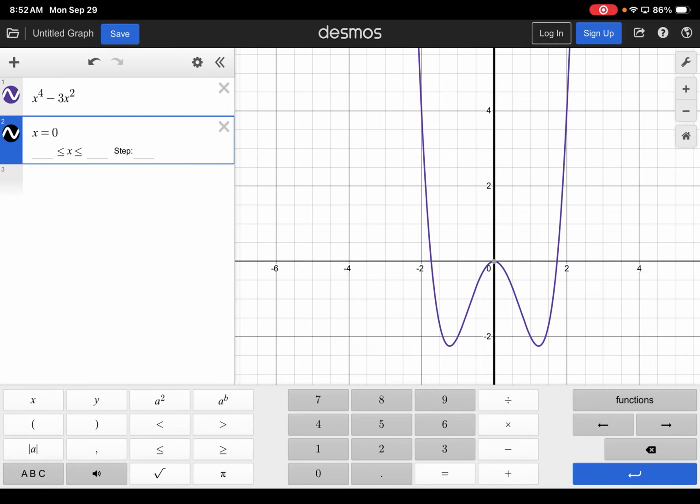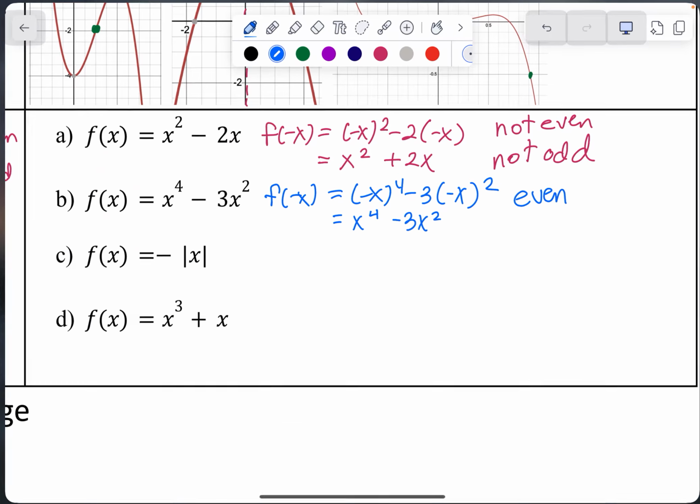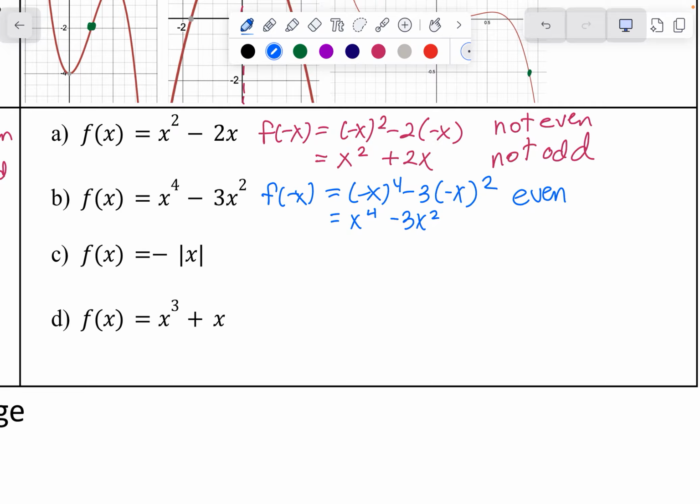So the graph and the algebra should always coincide. If not, one of them is wrong. Now, if you typed it correctly into Desmos, Desmos is a great way to check your work.